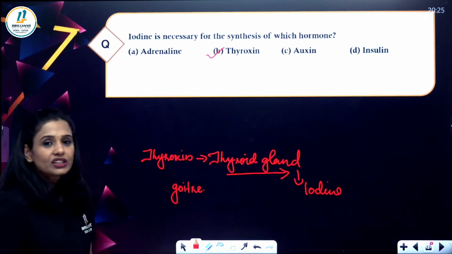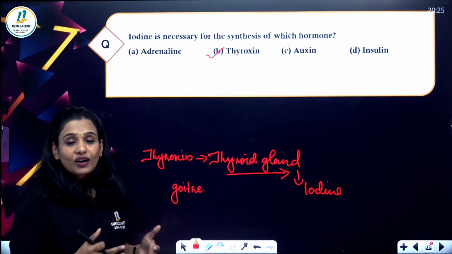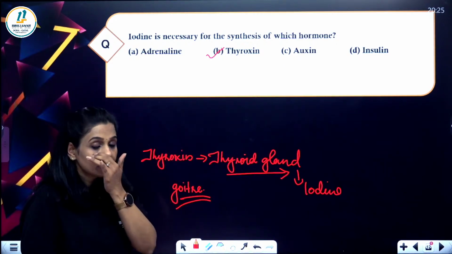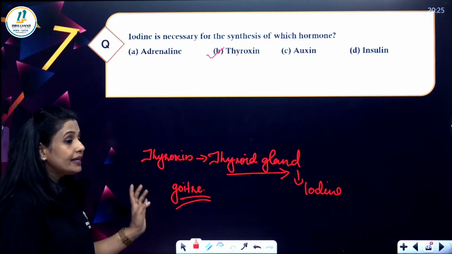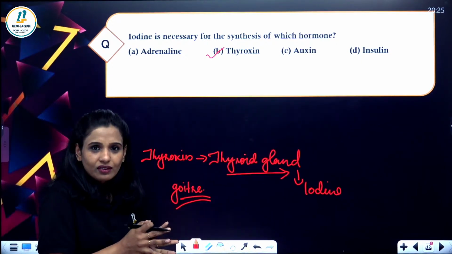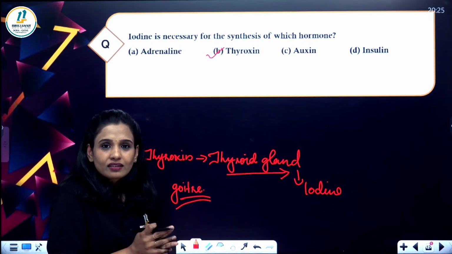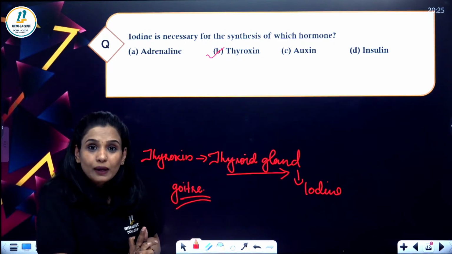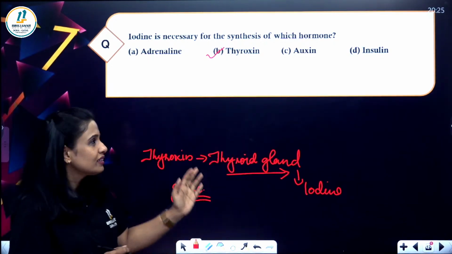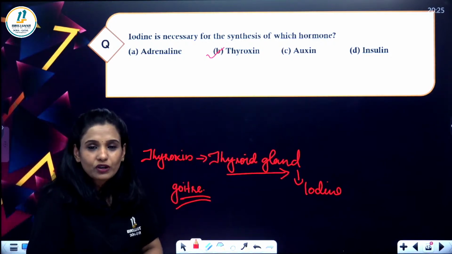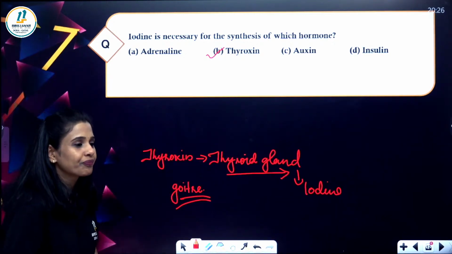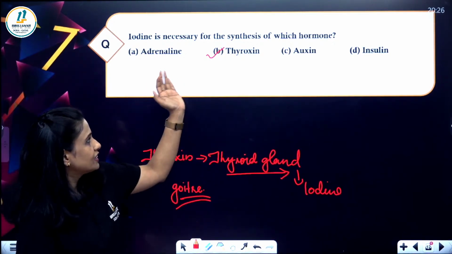What is this condition called? A goiter. This question can be asked in another way: goiter will happen due to lack of which hormone, or lack of which element? That is iodine. And which hormone? That is thyroxine. Clear? I think it is clear for all of you. So the correct option is option B.